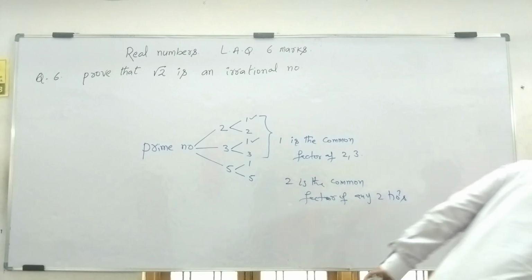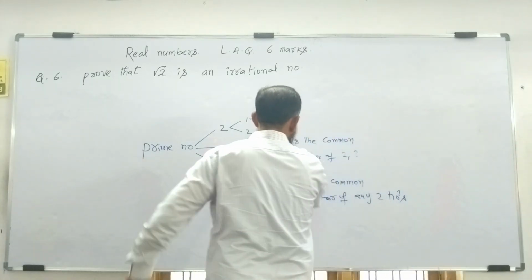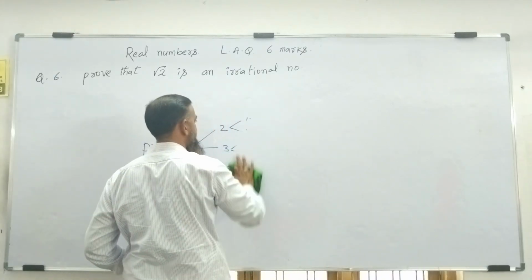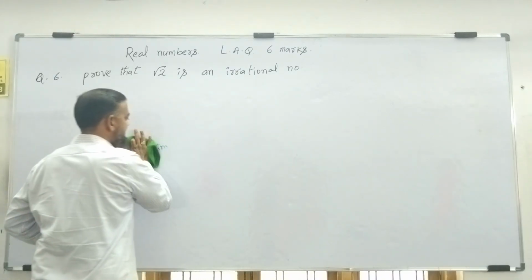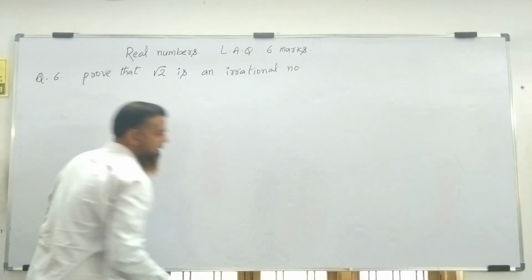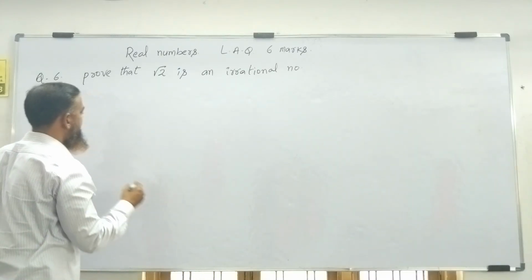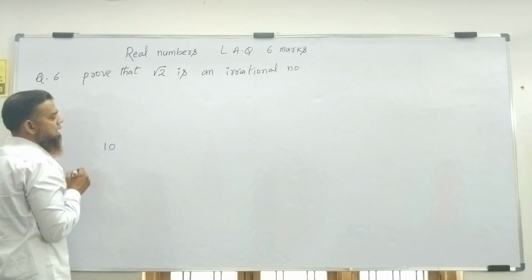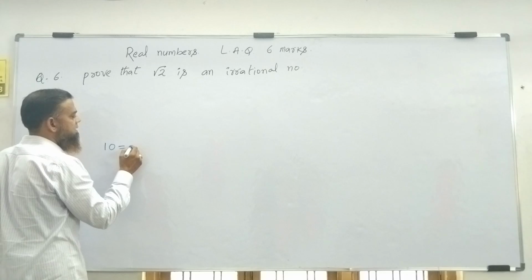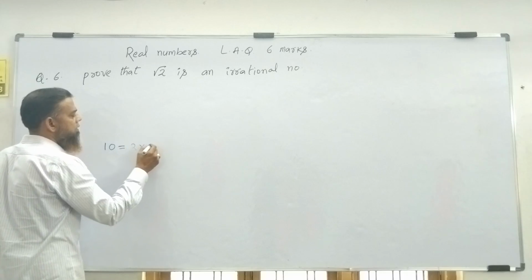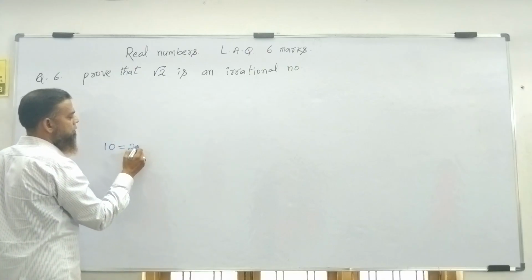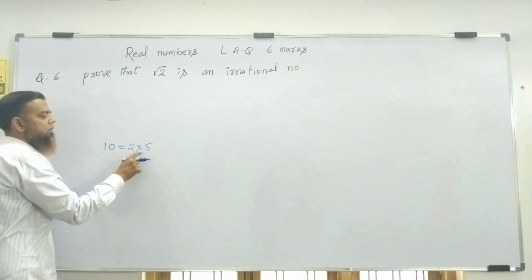Now see the second concept. The second one is, I am taking one example here. I am taking one number 10. How to write 10 as a product of two numbers? So that is very easy, you know already. 2 into 5. 10 is equal to 2 into 5.